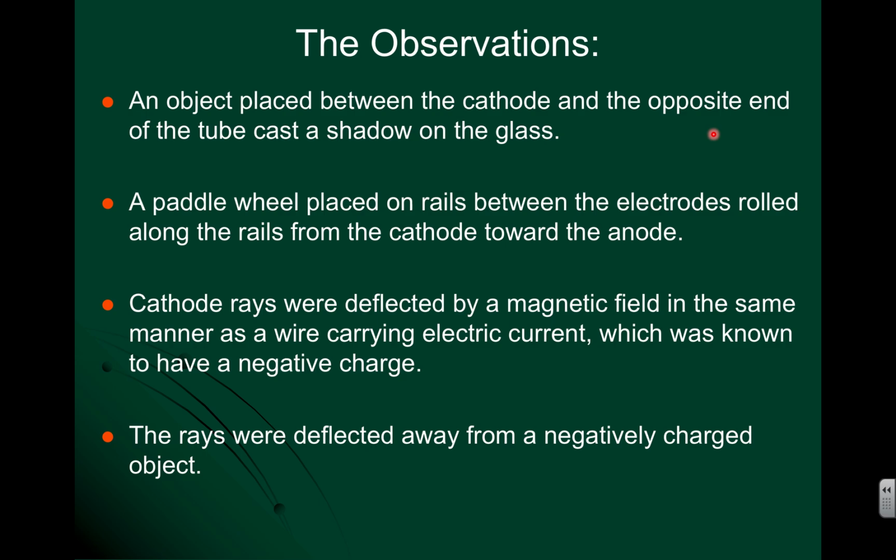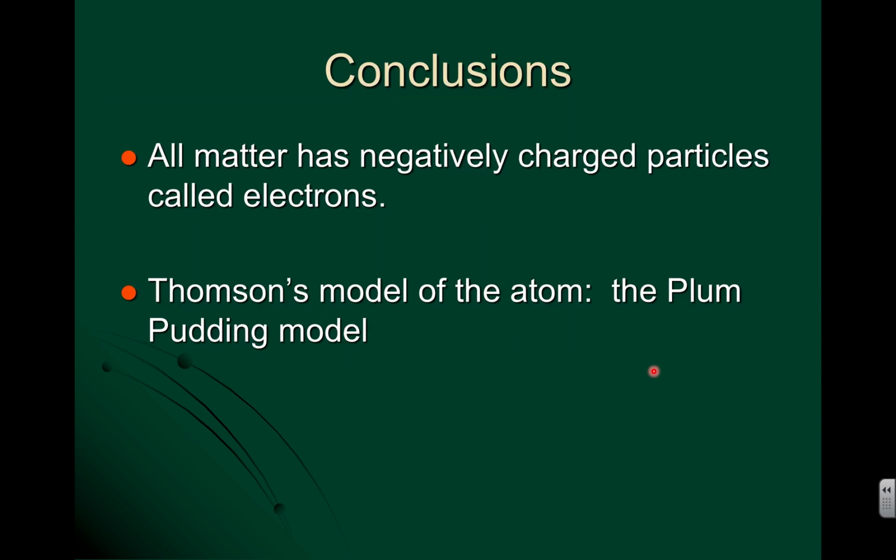With his observations, he was able to observe these cool little things, and then the conclusion says that matter has negatively charged particles called electrons. So he discovered the electron. Now his is also called the plum pudding model.